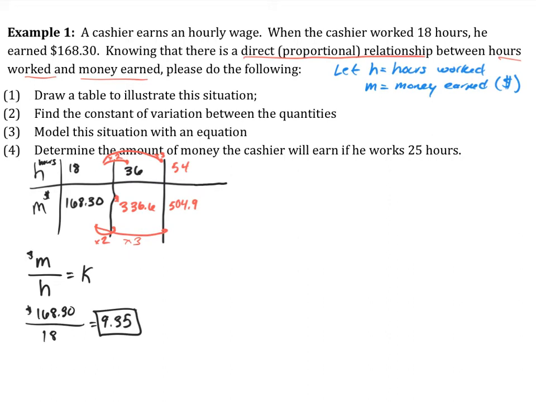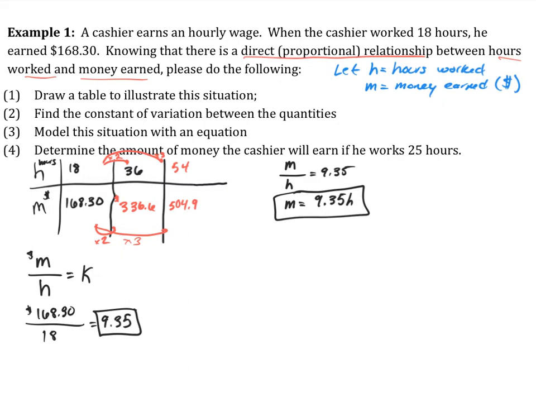So we want to model this situation with an equation. So I'm going to bring this up here. I know, once again, that M over H is going to always reduce to 9.35. That's what I just found. So all I'm going to do is rearrange this. M will equal 9.35 H. That's it. That is really it. You're just finding what the ratios always reduce to, writing that, and rearranging it. So now you have a formula that you can use to address other questions.